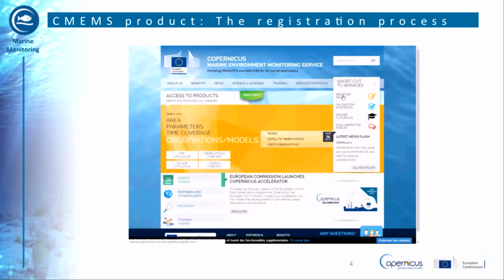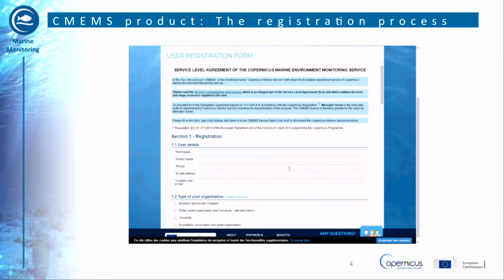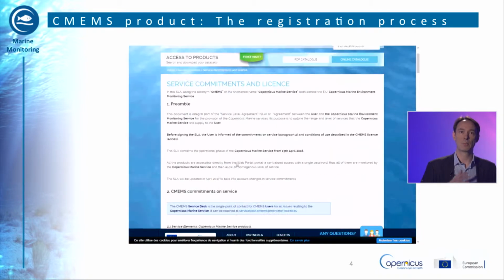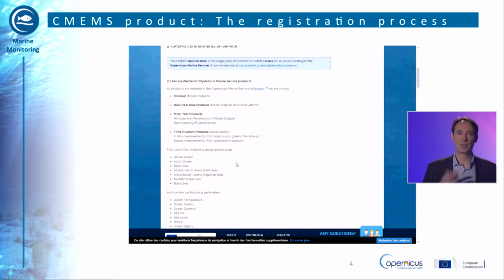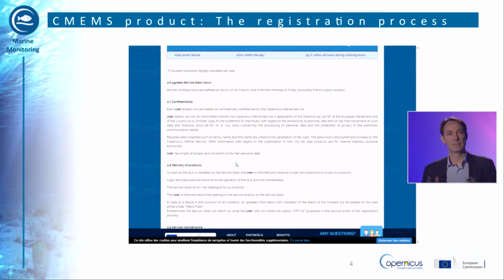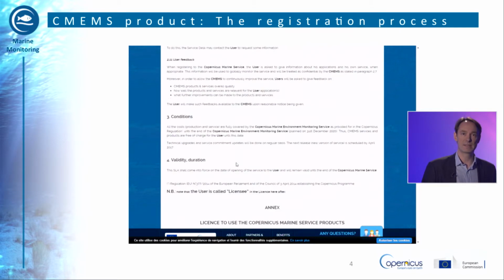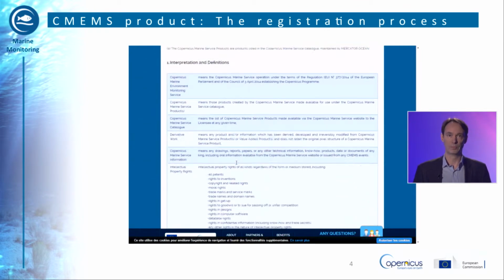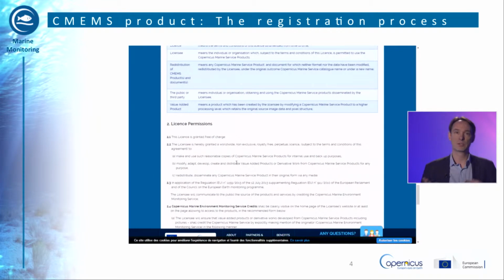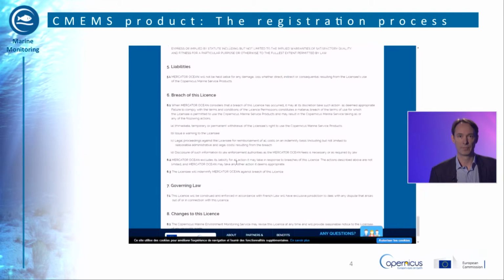Once on the CMEMS website, click on Register Now, located in the top right menu, a shortcut to Services. You then access the user registration form. First of all, you just have to click on the service commitment and license and read the corresponding document if need be. It describes in detail how the service is made and the role of the service desk in supporting users like you. It also includes information about the name of the products and the geographical areas concerned.